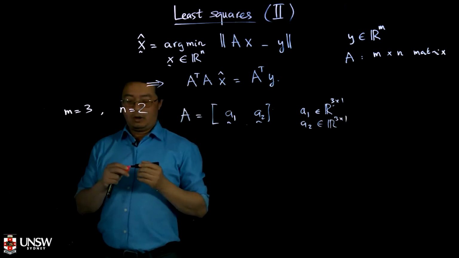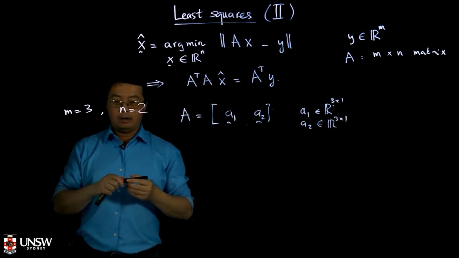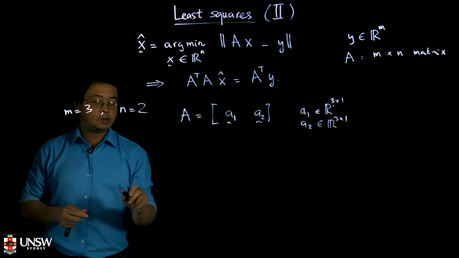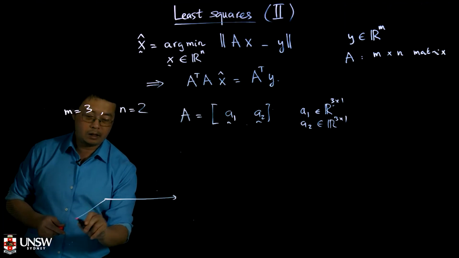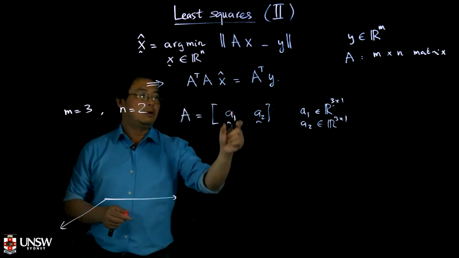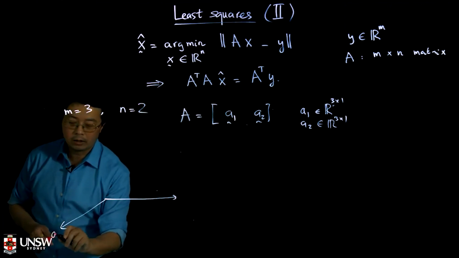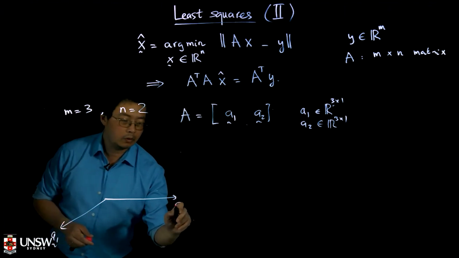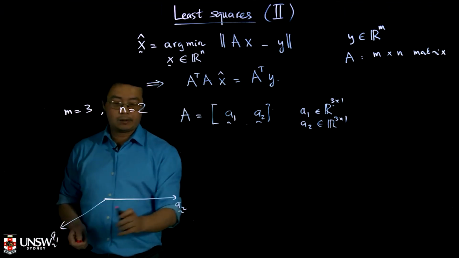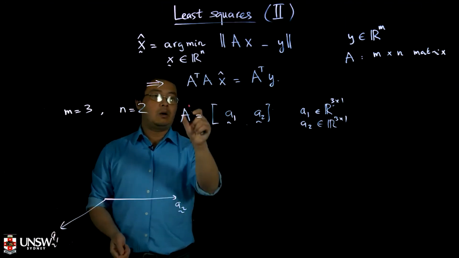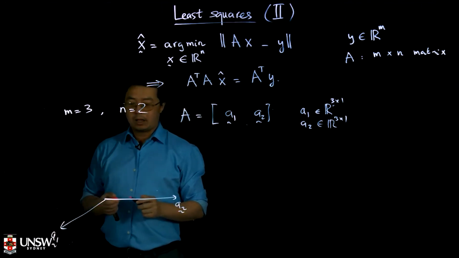So now I want to draw pictures. Suppose I draw a plane, the plane spanned by the two columns A1 and A2. This is like a column space. The plane spanned by A1 and A2 is the column space of the matrix A.